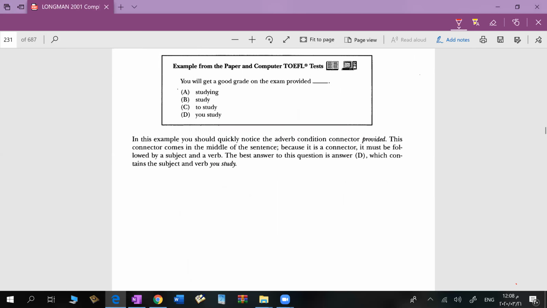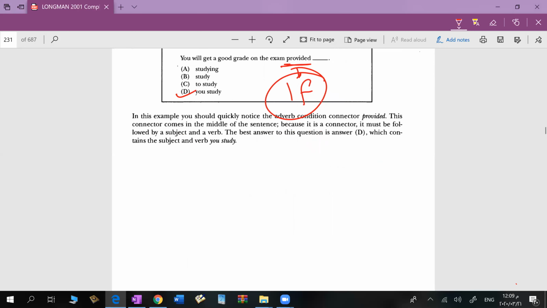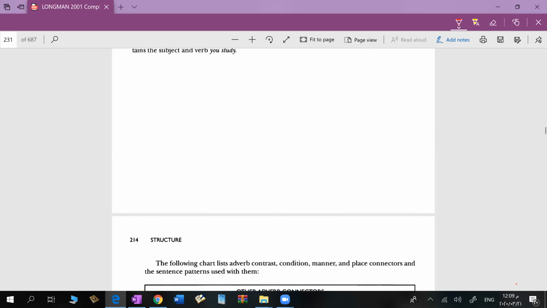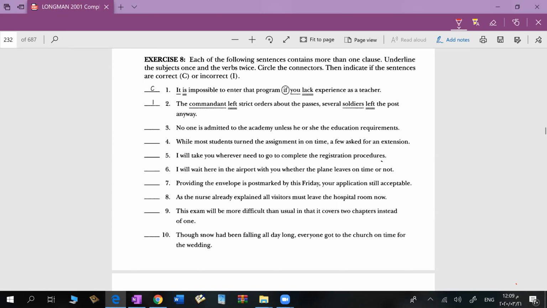Look at the sentence here, for example. You will get a good grade on the exam provided. Provided means if. Right? Provided what? What do we need after provided? We need the subject and the verb. You study. Thank you very much. Any questions so far? Okay. Any questions? Okay, you have 1 minute to answer these 10 questions. Exactly 1 minute.